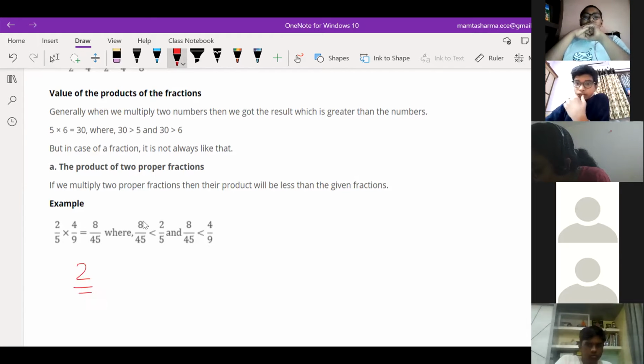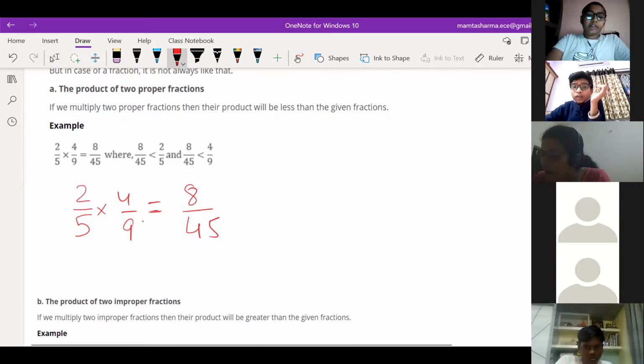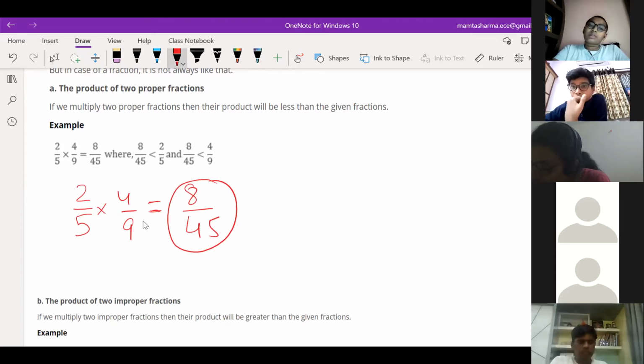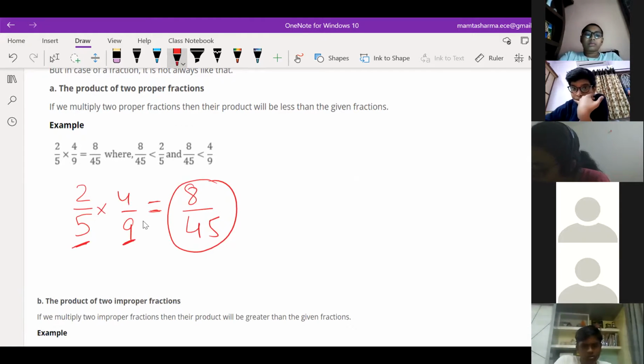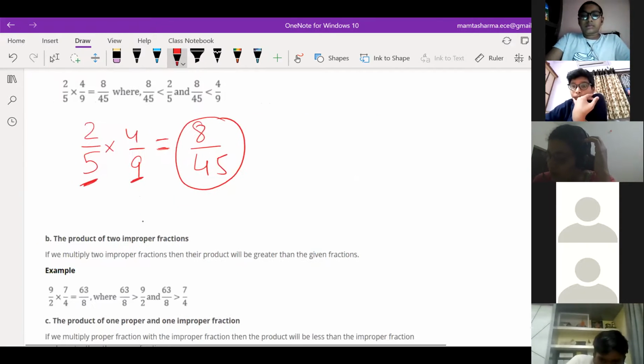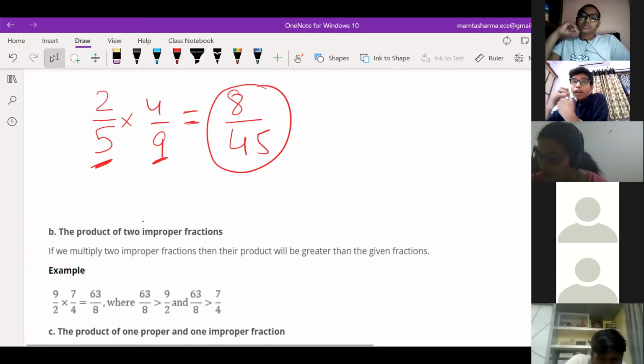If I multiply 2 by 5 and 4 by 9, what will I get? Ma'am, 8 by 45. Now you tell me, apply your Vedic maths or any type of maths. Will this 8 by 45 be greater than 2 by 5, or greater than 4 by 9, or less than 2 by 5, or less than 4 by 9? Ma'am, we haven't gone that far in the Vedic.